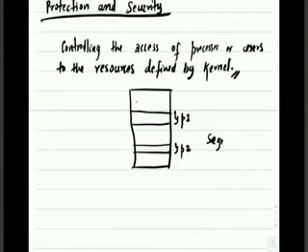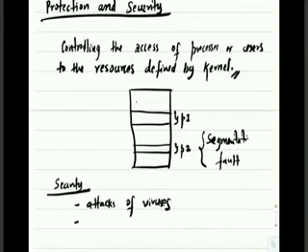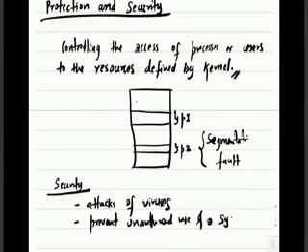Other important function is security. The security is, number 1, attacks of viruses. Number 2, prevent unauthorized use of a system. Means nobody can use without permission of the user. Next is theft of data. So these all are the security of operating system.